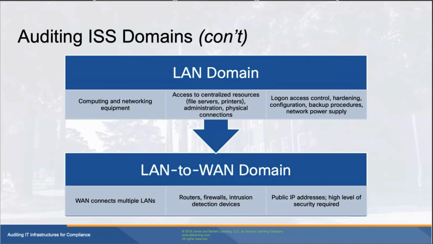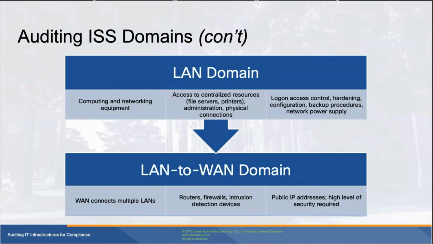Inside the LAN domain, we have all of the networking equipment, file servers, printers, the physical connection, the wiring. So some controls we have in the LAN domain would be a UPS, backups of our server. UPS protects against the threat of a power outage. There's less risk of our server going down because of a power outage if we have a UPS.